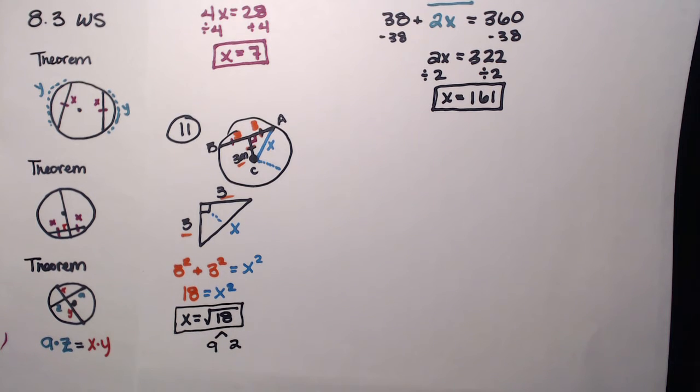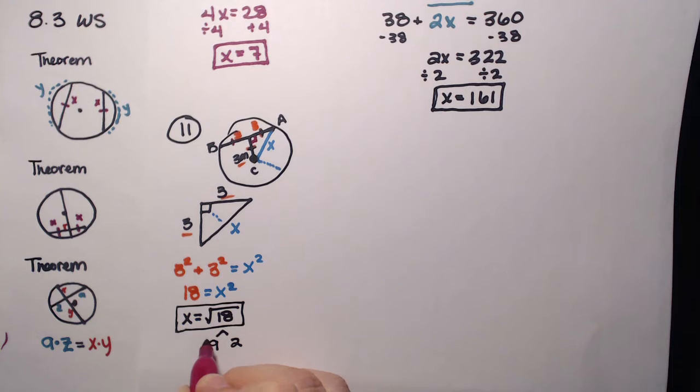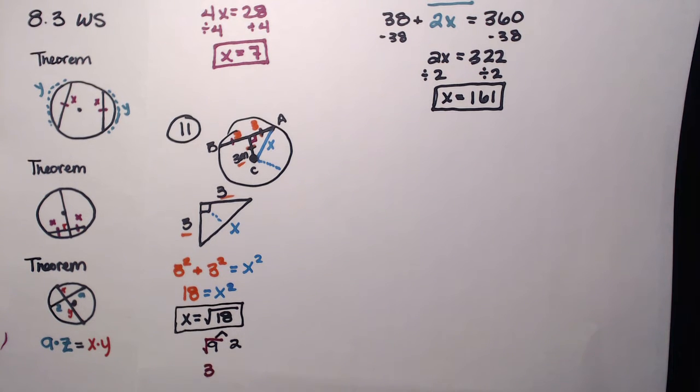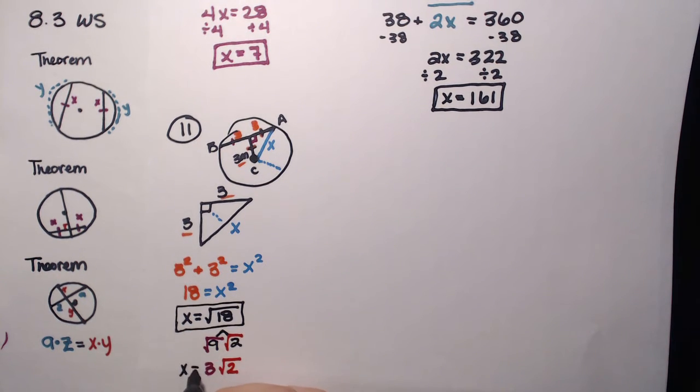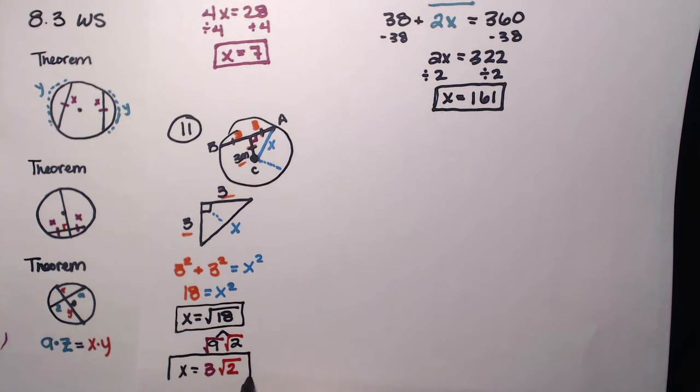And then I know what the square root of 9 is. The square root of 9 is 3. It no longer has a square root because the square root is what turned it into a 3. But with the square root of 2, I can't turn it into anything else, so it's just square root of 2. So if you simplified that, that would be your answer.